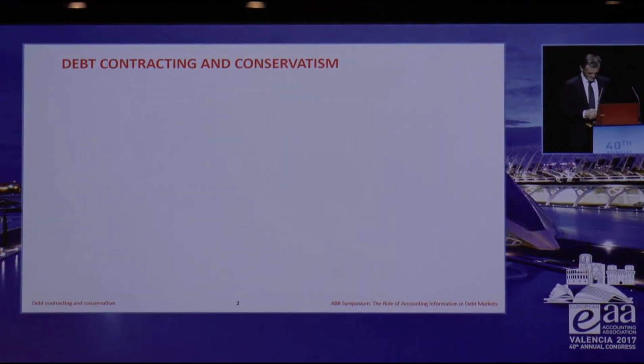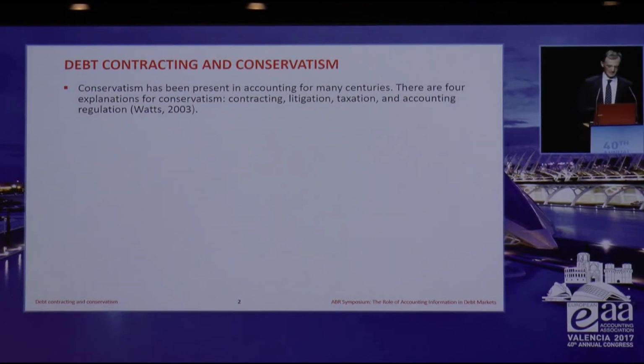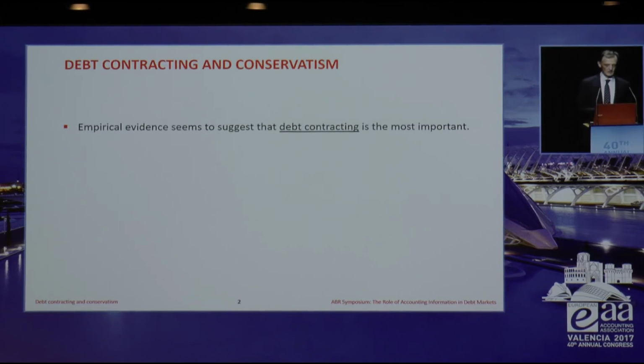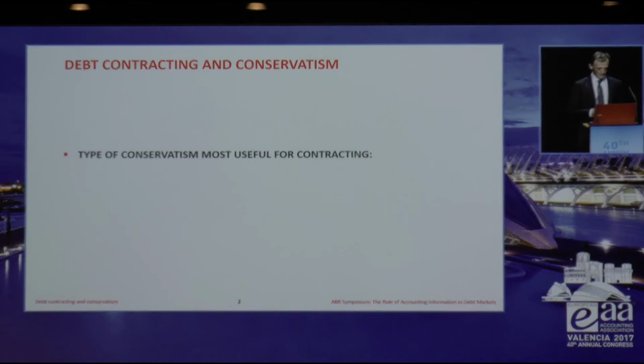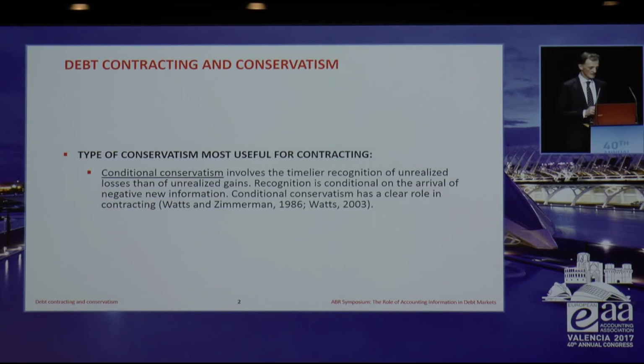Conservatism has been present in accounting for many centuries, and there are four explanations for conservatism: contracting, litigation, taxation, and accounting regulation. Evidence seems to indicate that debt contracting is the most important. When I talk about conservatism, I refer exclusively to conditional conservatism that, as you know, involves the timely recognition of unrealized losses rather than of unrealized gains. Recognition is conditional on the arrival of new negative information. And for this reason, conservatism is potentially very useful in debt contracting.